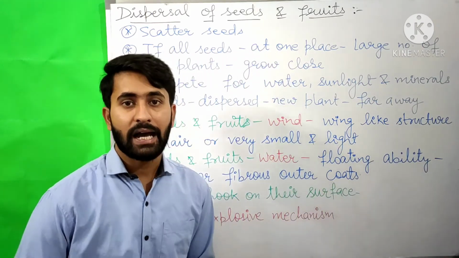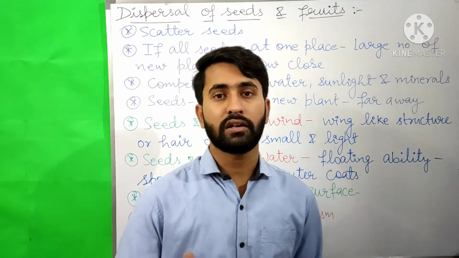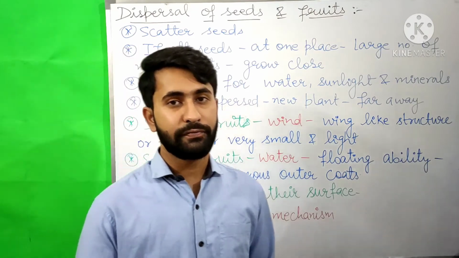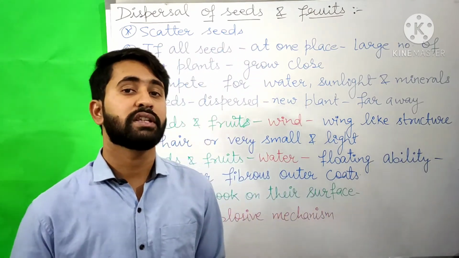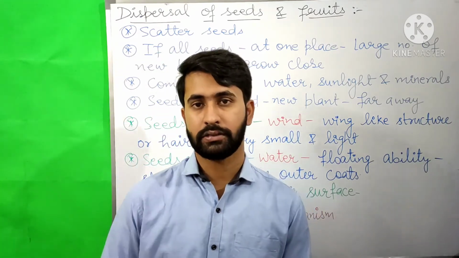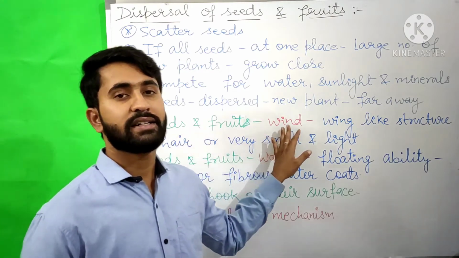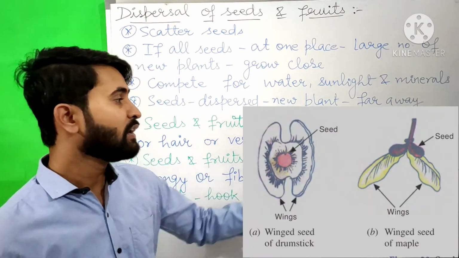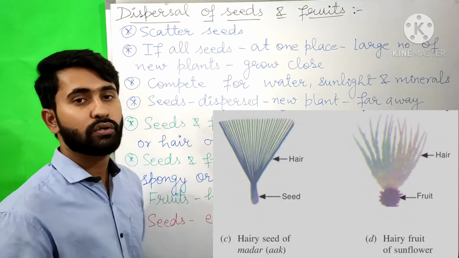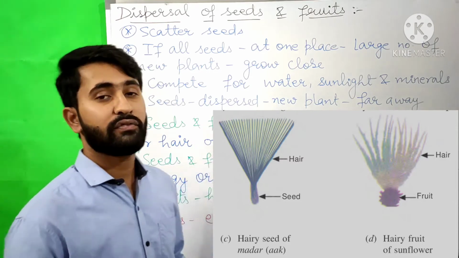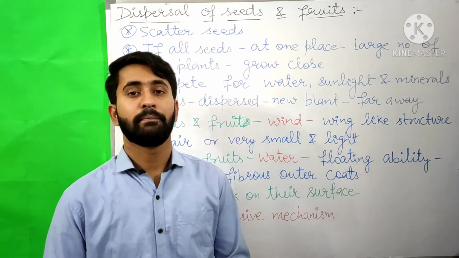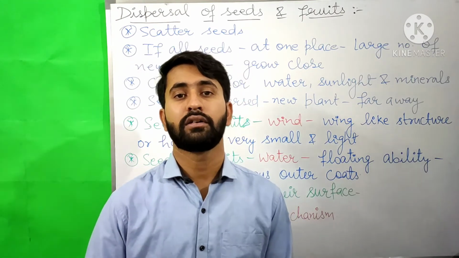Seeds of the plants are dispersed by wind, water or animals. The seeds of various plants have some special features in them due to which they can be easily carried away by the wind, water or animals. The seeds and fruits that are dispersed by wind have wing-like structures over their body, or they have hair over them, or they are very small and light in weight. Examples are drumstick, maple, madar, sunflower, cotton, etc.